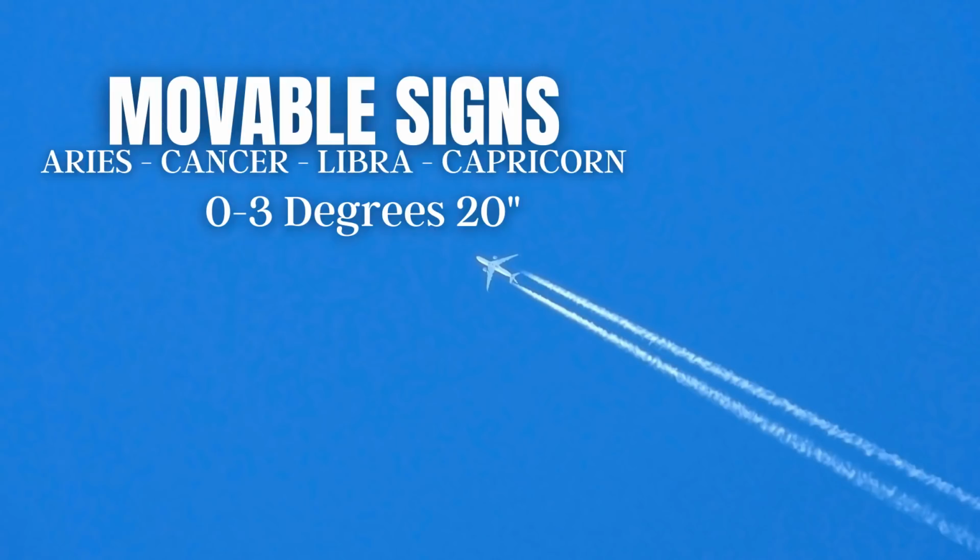Now friends, out of all the 12 zodiac signs, there is a section which has been allotted as the Vargottam section. So the very first space of all the movable signs. The movable signs are Aries, Cancer, Libra and Capricorn. So from 0 to 3 degrees 20 minutes is the section of these movable signs, which is categorized as the Vargottam placement.